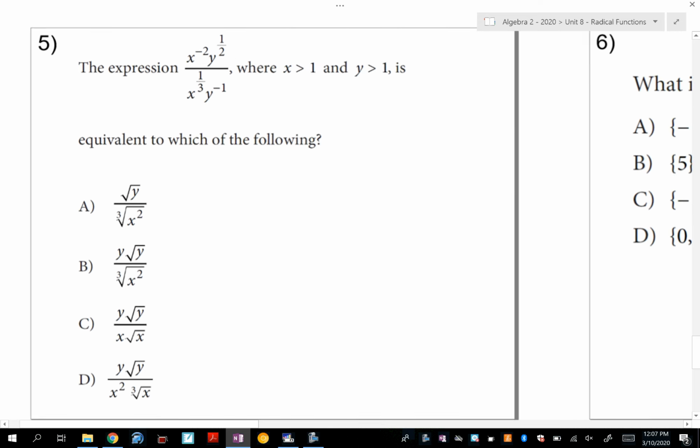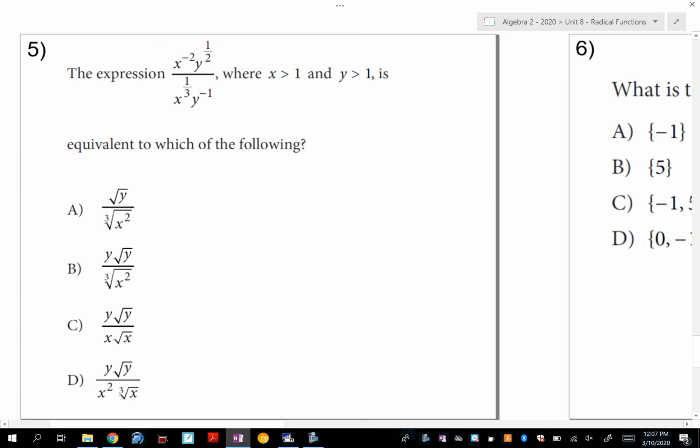All right, number 5. There's not really going to be one like number 5, but I want to show you because it involves some things we've been talking about with rational exponents. The reason I chose this to be on the review and not on the test is because it's asking you to do something with negative exponents.